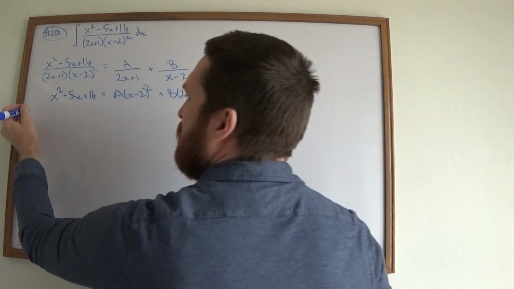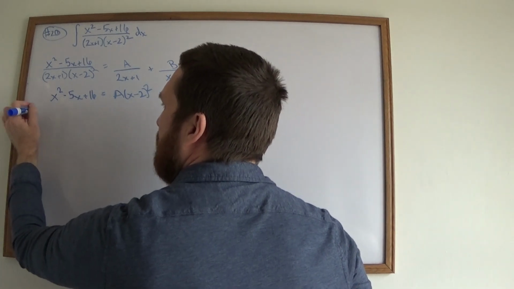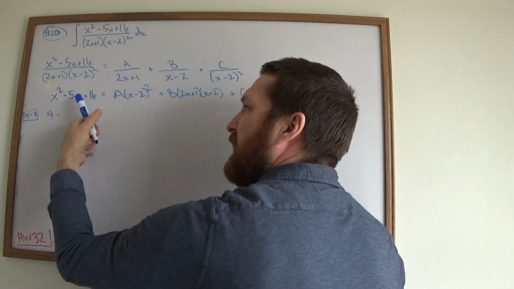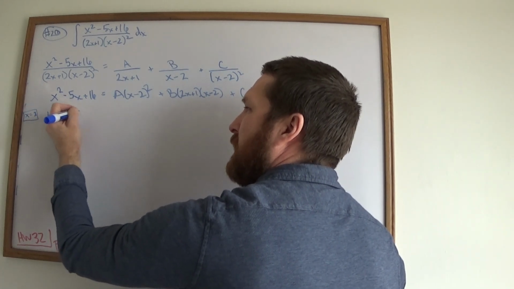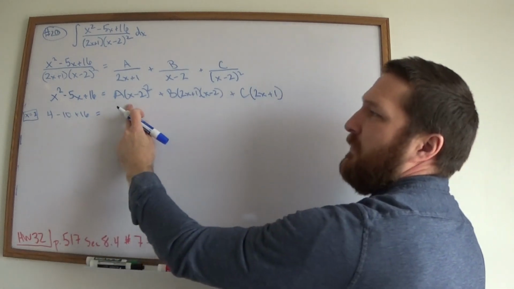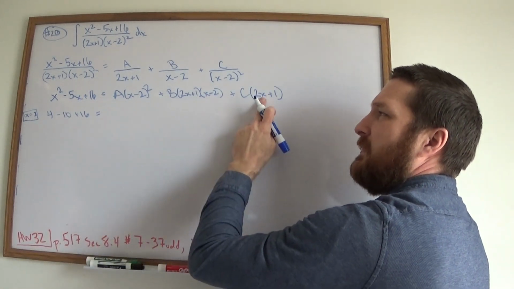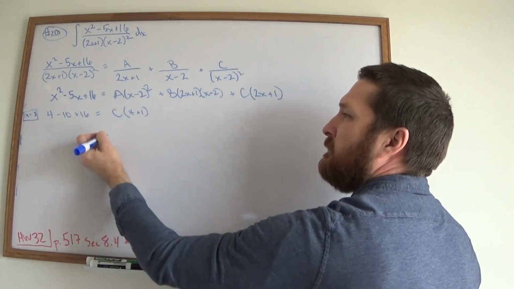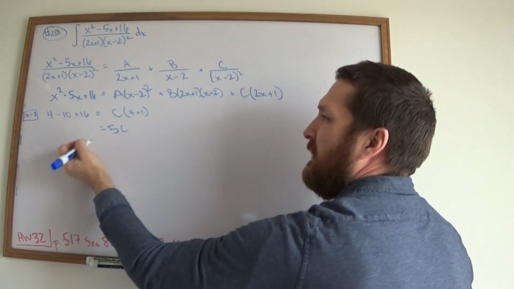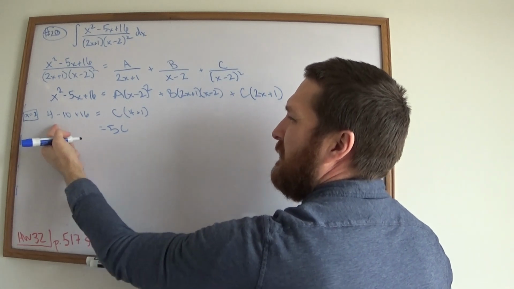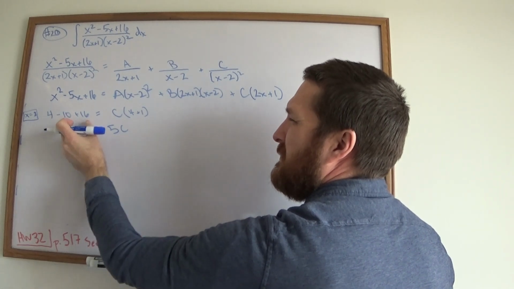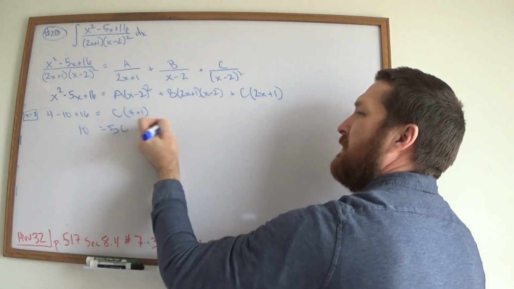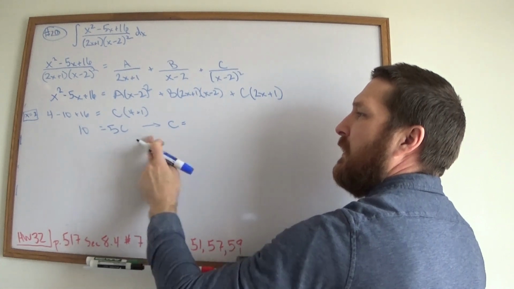Which x do you want to start with here? 2. If x equals 2, then this is 2 squared is 4, minus 5 times 2 is 10, plus 16. That kills that term, and that one too. The only thing I'm left with is C times (4 plus 1), so that's 5C. This is 10, I think. 16, it's 20 minus 10, yes, it's 10. So that means that C equals 2.